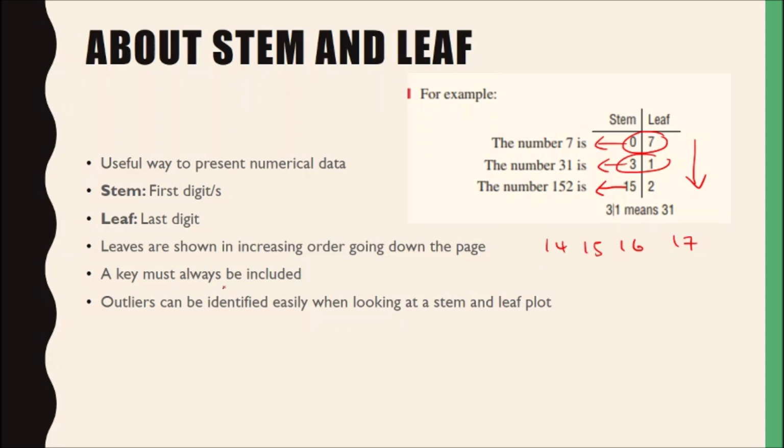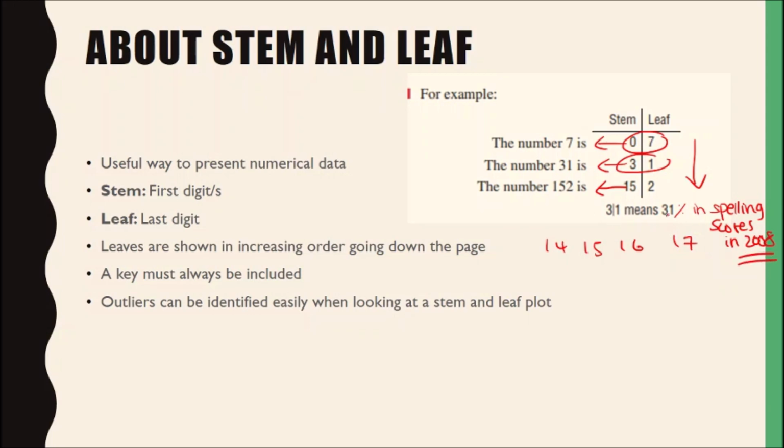Like I said, a key must always be included. If you look here, 3 with a line 1 means 31. If you do not have a unit of measurement, you can write that. For example, if it says draw a stem and leaf plot showing the spelling test scores of year 7s in 2008, you would have to say, 3 line 1 means 31% in spelling scores in 2008. You need to be specific.